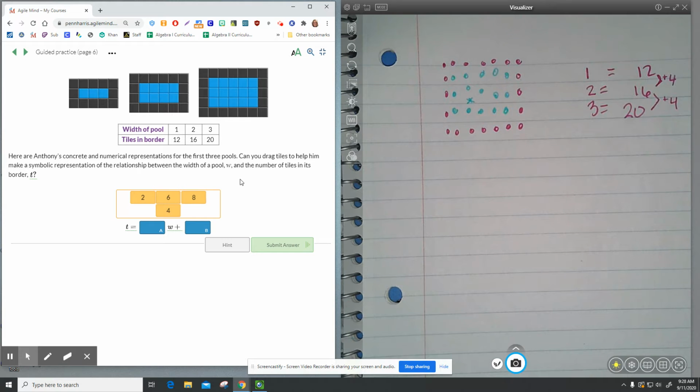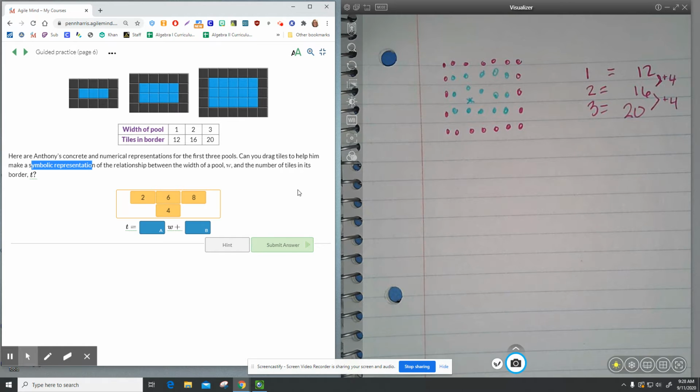So this is a tough question here, okay? It says, here's Anthony's concrete and numerical representation. So concrete being our pictures, numerical being our table for the first 3 pools. They want us to drag these tiles to make a symbolic, meaning an equation, to represent the width of the pool, W, and the number of tiles in its border, T, okay?